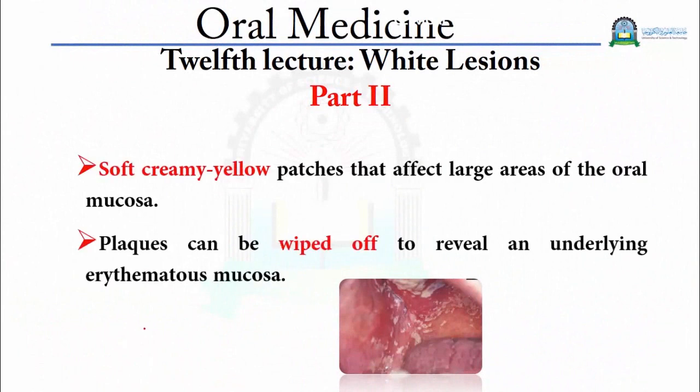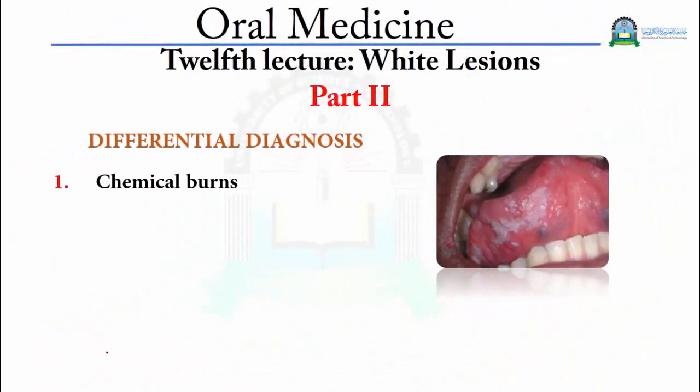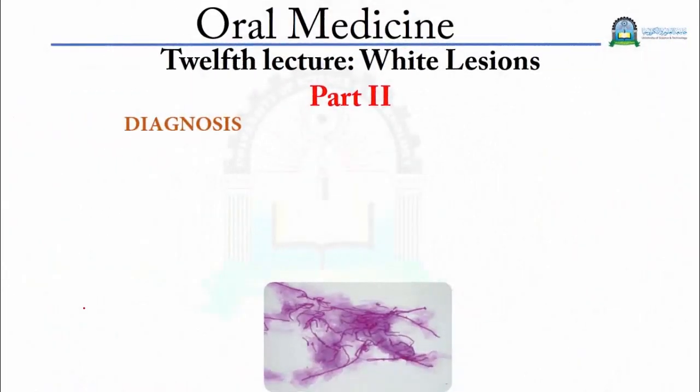Soft creamy yellow patches are the clinical appearance of candidal infection that affects large areas of the oral mucosa, and these plaques can be wiped off. So if you use a piece of gauze and try to wipe these white patches, they can be rubbed off. After removal, they reveal an underlying erythematous base. Differential diagnosis: chemical burn, traumatic ulcer, necrotic ulcers.